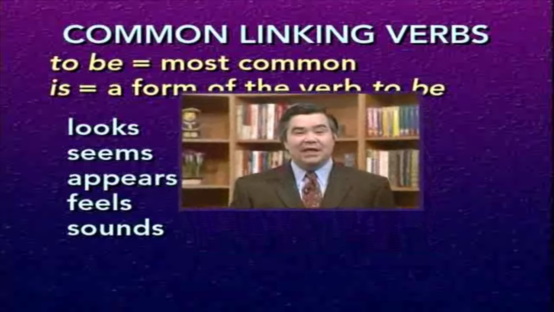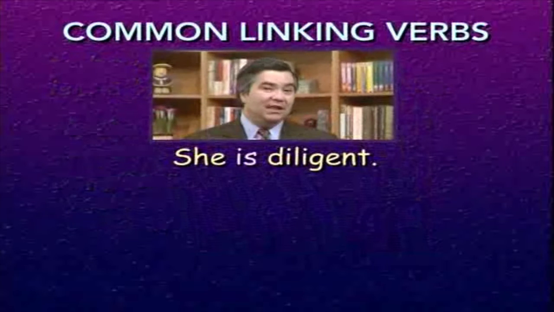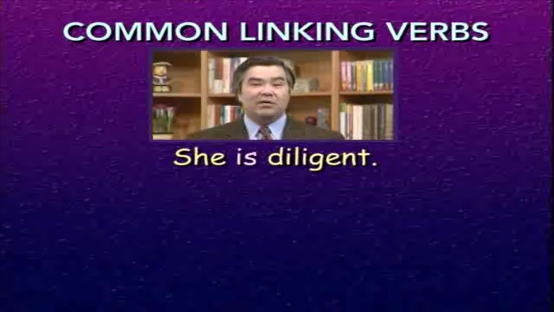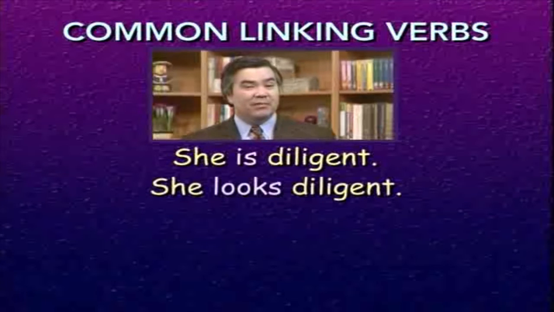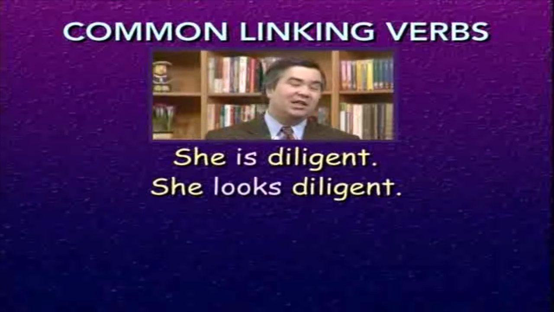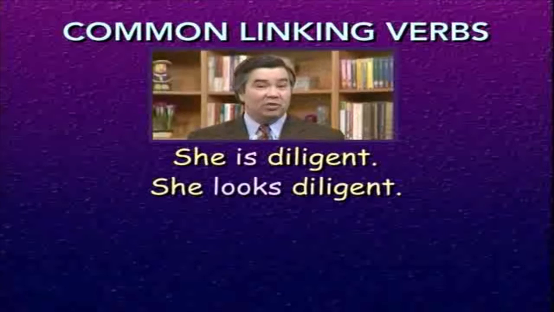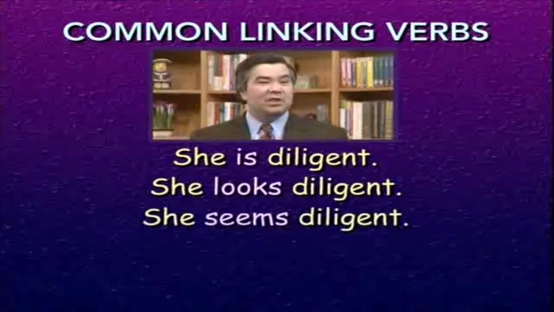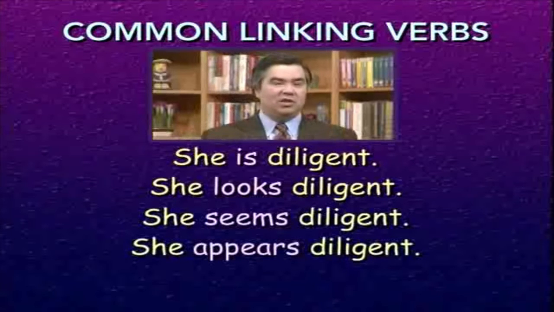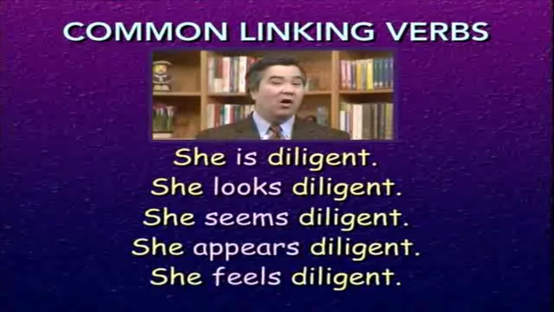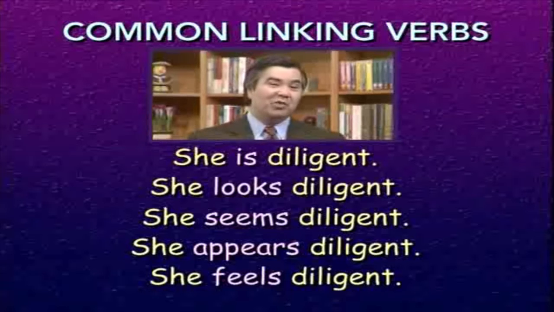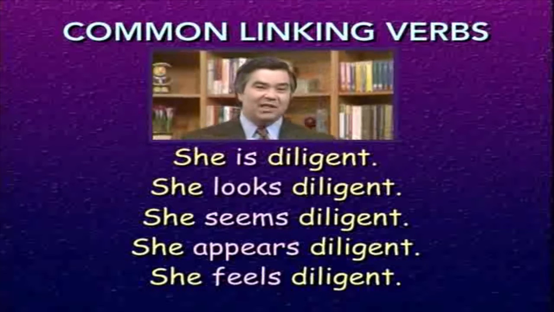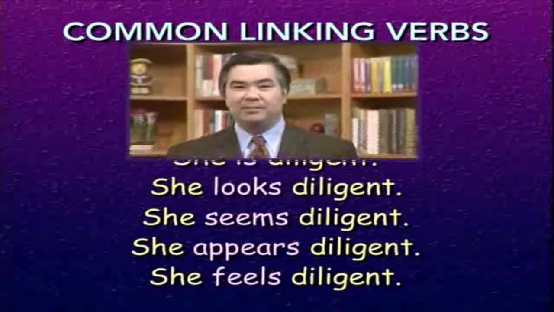So, for example, if the sentence, she is diligent, instead used one of these other linking verbs, the adjective diligent would continue to be correct. She looks diligent. That's really saying something about what she is rather than what she does. So looks is a linking verb, and diligent, the adjective, is correct. She seems diligent. She appears diligent. She feels diligent. All of these are linking verbs. They're all describing something that she is rather than something that she does. And therefore, the adjective diligent is correctly used.